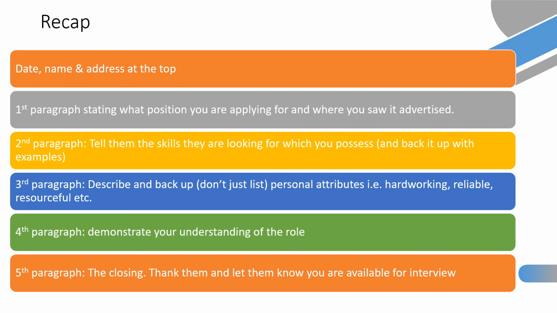Your third paragraph will describe and back up. Don't just list, because employers hate long lists of words like highly motivated, team player, enthusiastic. Give them actual real examples so that they can believe it. So this should list your personal attributes. For example, that you're hardworking, give examples, reliable, give examples, etc. Your fourth paragraph then should demonstrate your understanding of the role, and your fifth is just your closing, where you're thanking them and letting them know that you are available for interview.